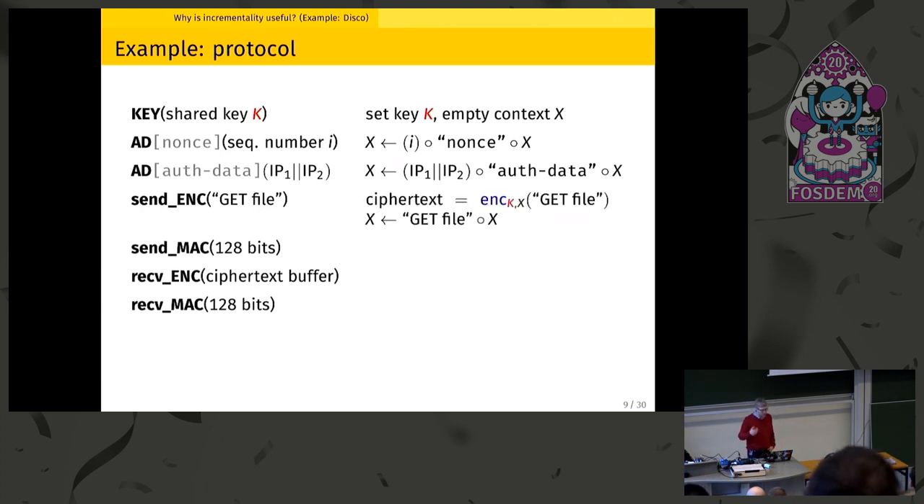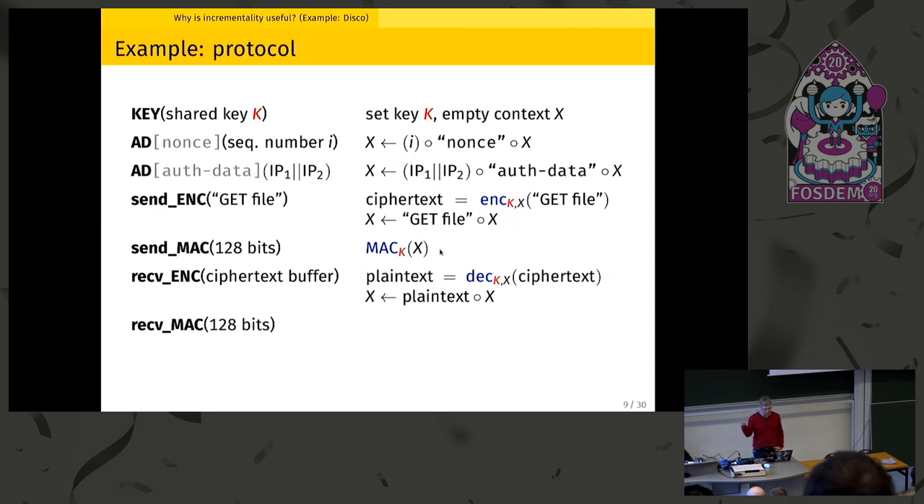Then I want to send my request, get file, file being a file name. I just encrypt this string, get file, under the key K. And that's my ciphertext that I send to the server. And at the same time, I update my context with this get file string. Then I send a message authentication code that depends on the entire context, so on the entire transcript of the protocol so far.